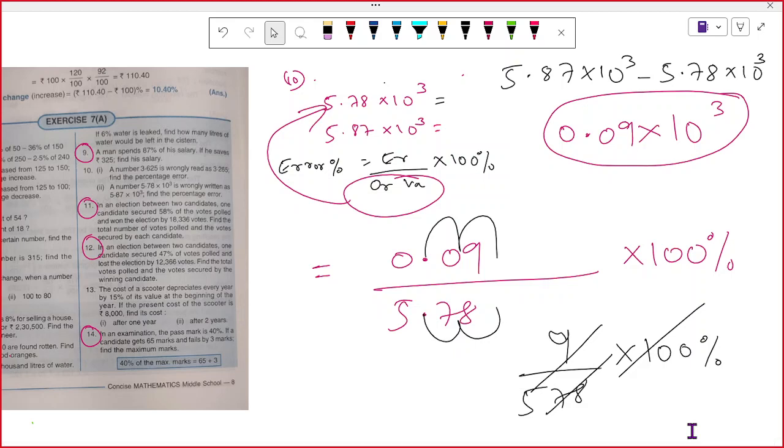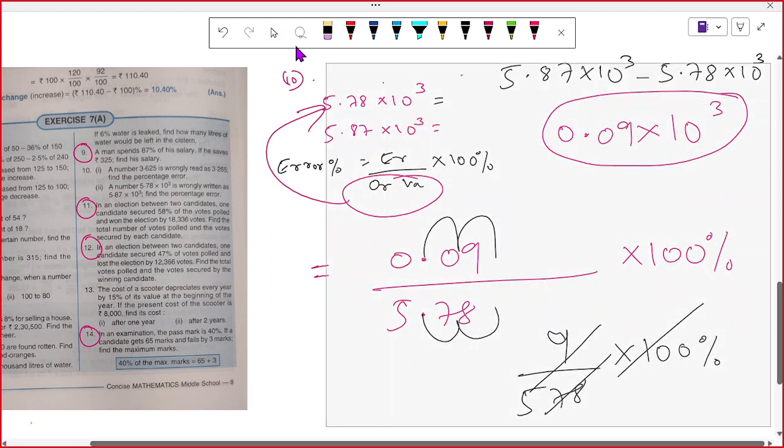Ninth, 11th, 12th, 14th, 15th. We'll skip. We'll do it later. We will try the 13th question. Done? Shall I erase? Who else is still doing it? Done, sir. Done? Okay, 13th question.